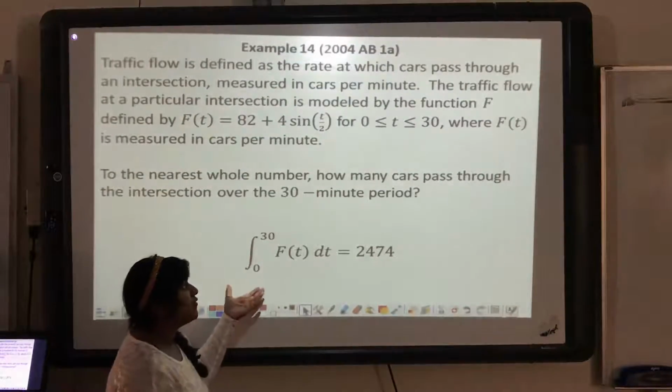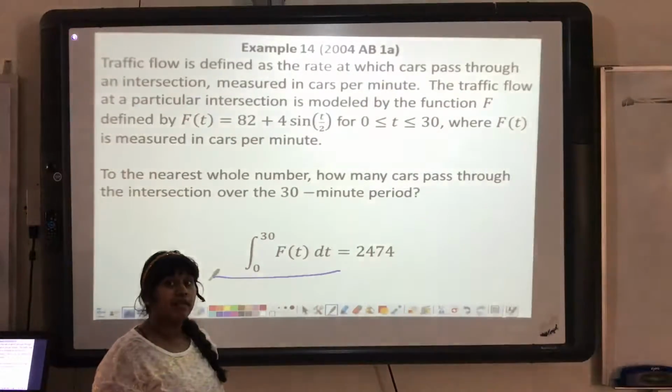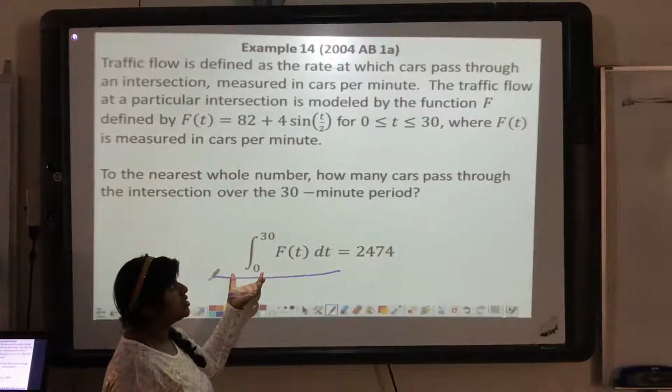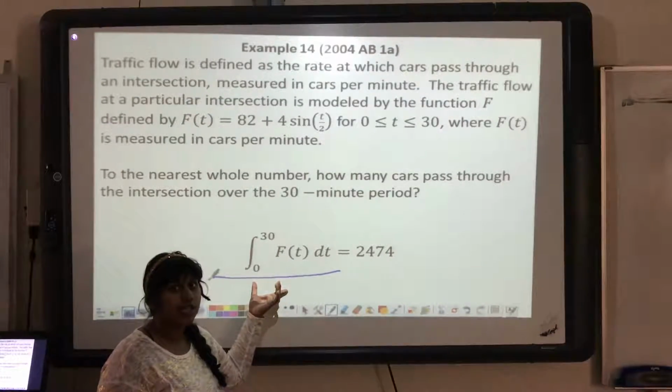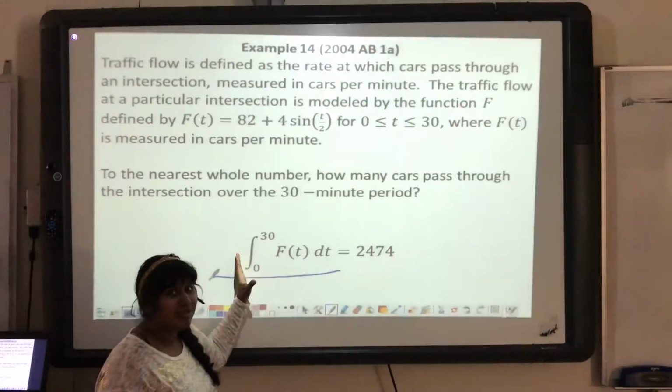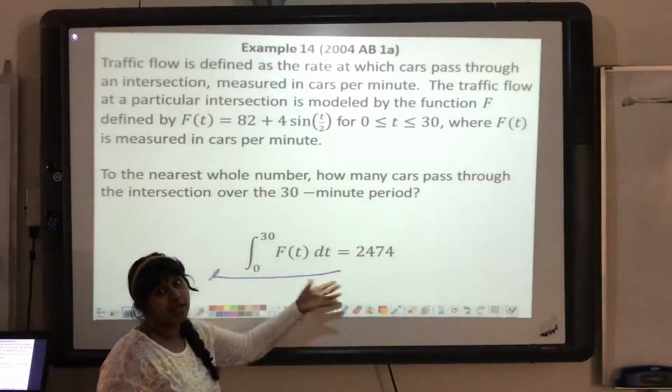2,474. But if this were a free response question, could I forget to include my notation on the left-hand side? Especially if this is a free response question, especially if this were a calculator allowed portion, then you may want to include this just in case that's what they're looking for. In case they're looking for, did you know what you were setting up to get that answer?